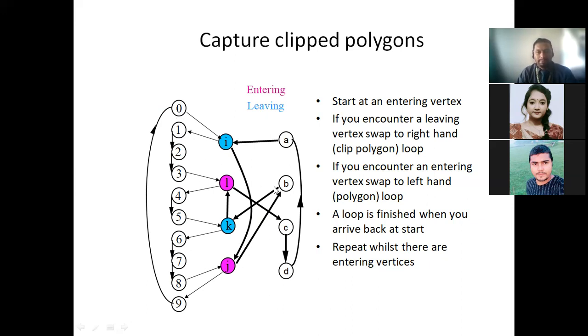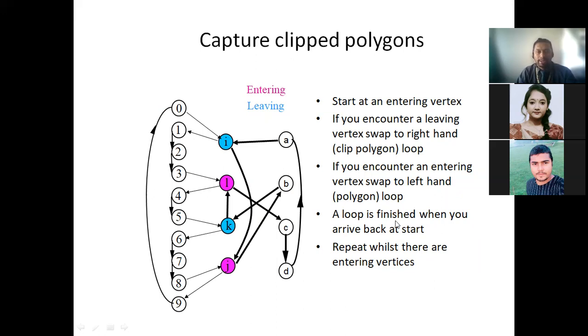This is the main starting point. You must start at one of the entering vertices. We have two entering vertices, L and J. You should start with any one of them, and then check how far you can get the loop.